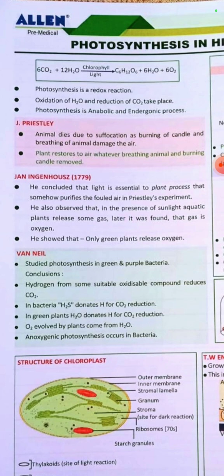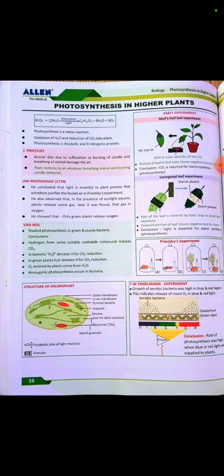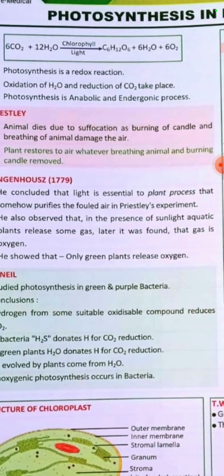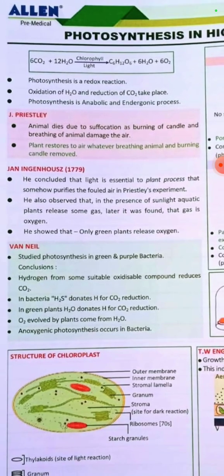Photosynthesis is a redox reaction. Oxidation of water and reduction of carbon dioxide takes place. Photosynthesis is an anabolic and endergonic process. And next, Joseph Priestley.